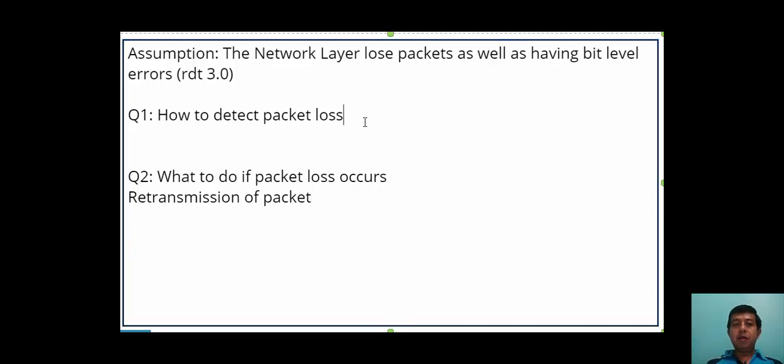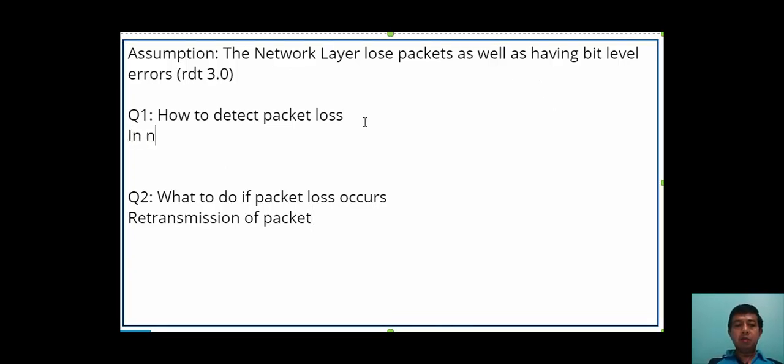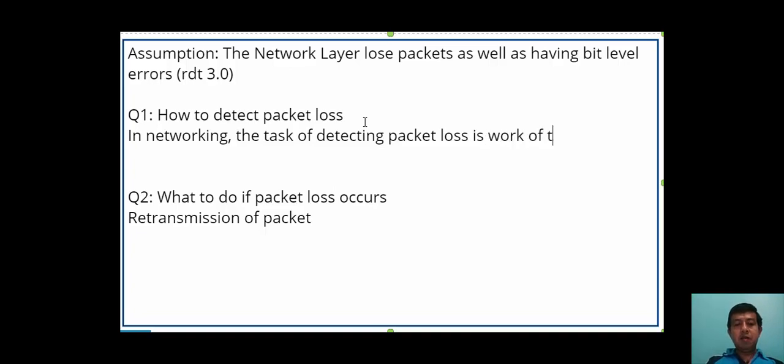Now, the important fact in networking is that the task of detecting packet loss is the work of the sender. This is a very important concept. The sender is responsible to detect whether a packet loss has taken place or not. It's a role of the sender to find out whether a packet has got lost.